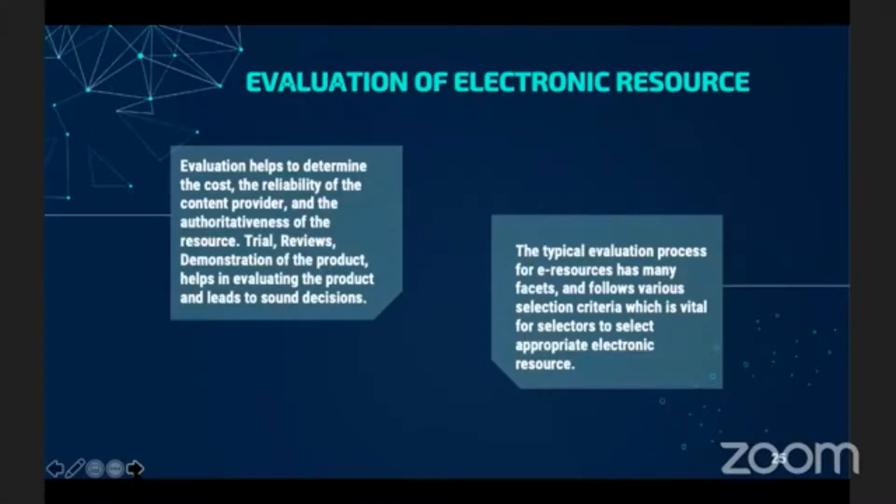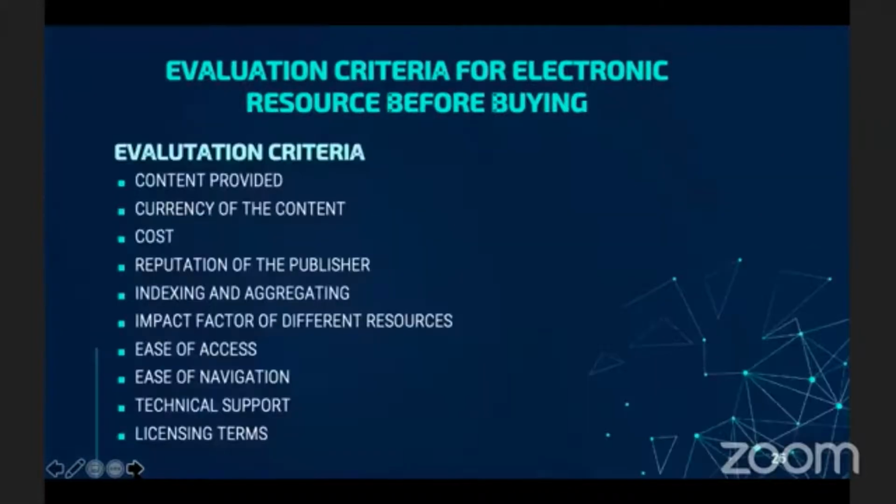Once the identification has been completed, the next stage is to do the evaluation of the resources. Evaluation helps to determine the cost, the reliability of the content provider, the authoritativeness of the resource, and so forth. Trial reviews and demonstrations of the product will help in evaluating the product and making a sound decision. I believe a typical evaluation process for e-resources has many facets and follows various selection criteria, which is vital for selectors to select appropriate electronic resources.